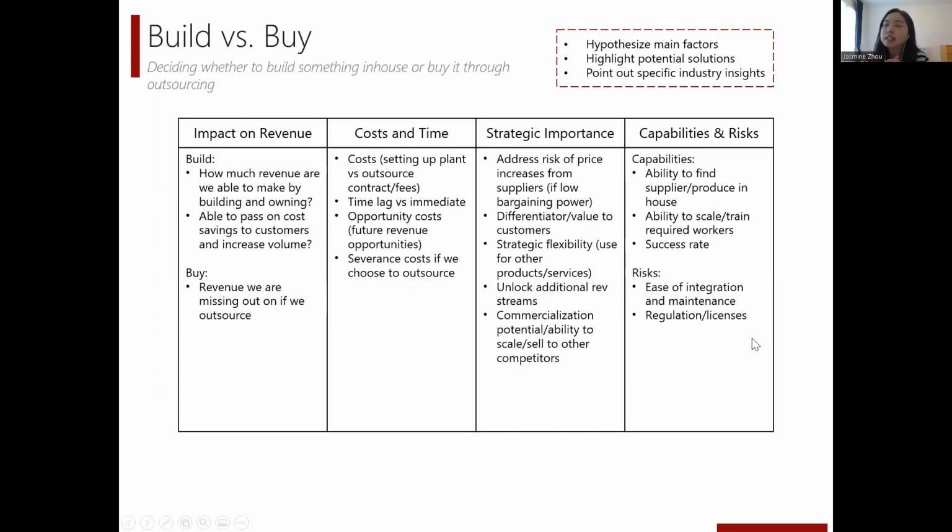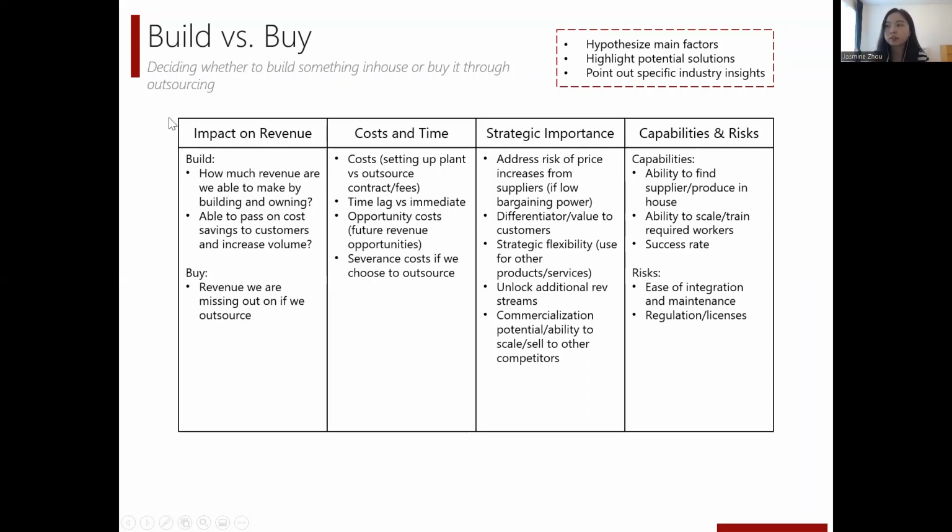The last type of case is build versus buy. So sometimes you might get a specific case in which you have to decide whether to build something in-house or buy it through outsourcing. So this could be a new technology that you're trying to develop, or a new software or service or platform, whether to do this in-house or outsource it. And so for this, you have basically just another version, changing up the names a bit and the content a bit of the All-Star framework.